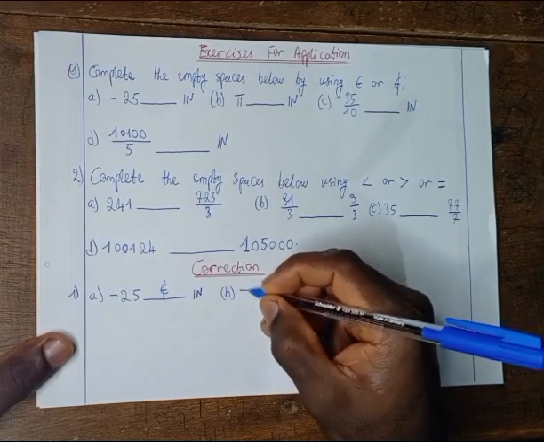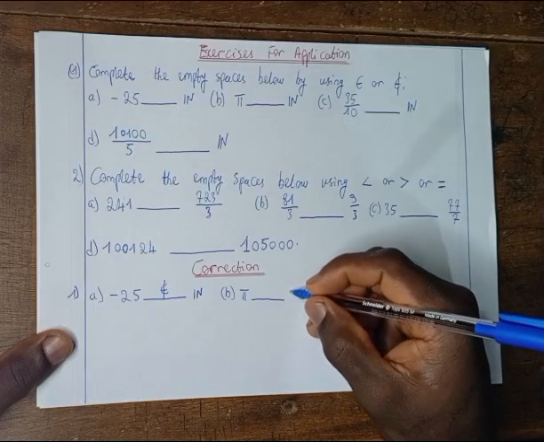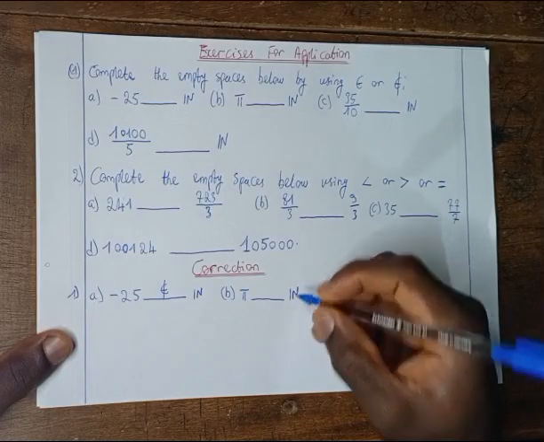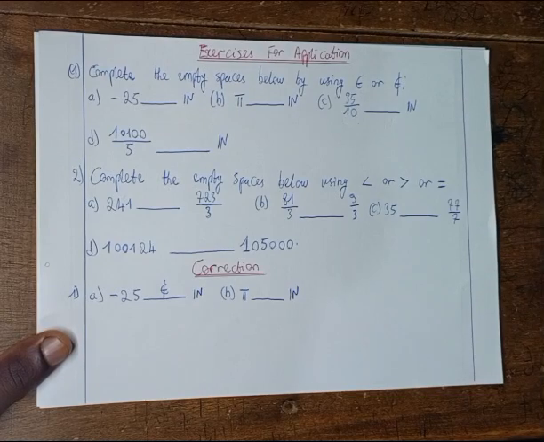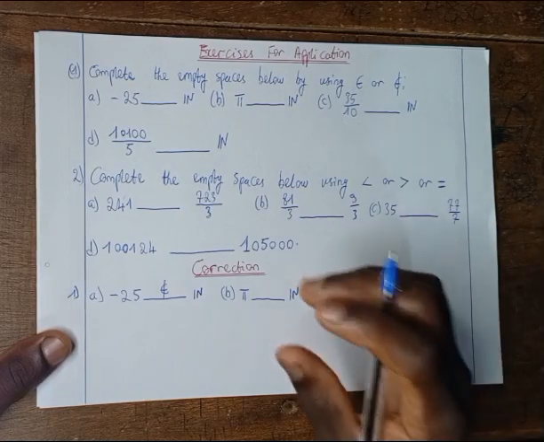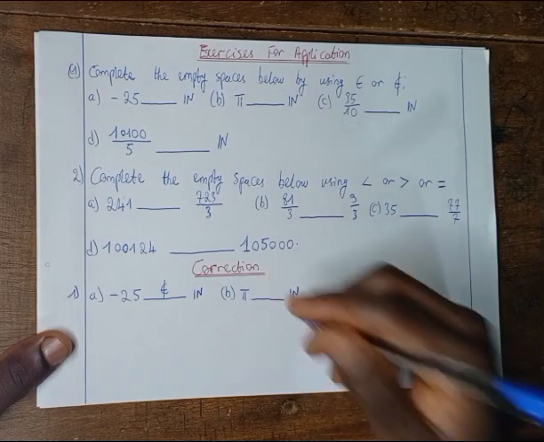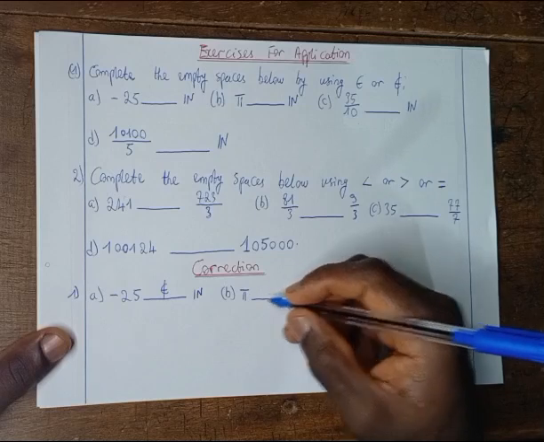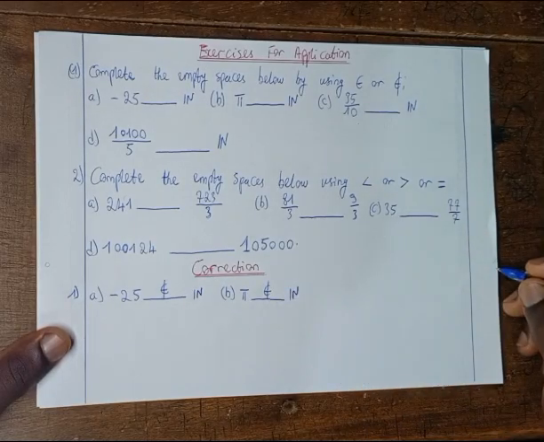For B, we have pi, we have the space, we have the set of natural numbers. We know pi is approximately 3 point something. Pi is not a whole number because it has a fractional part. So in this case, pi does not belong to the set of natural numbers.